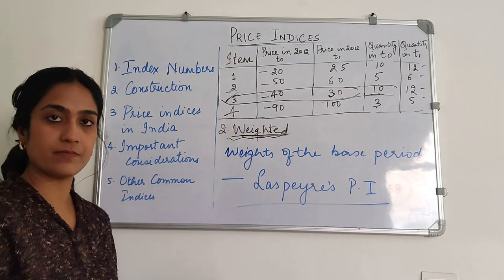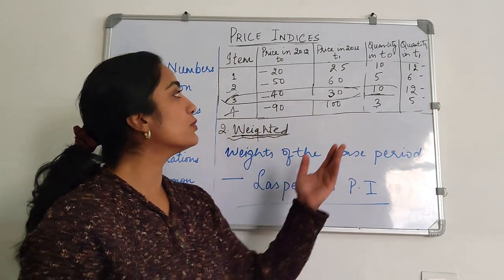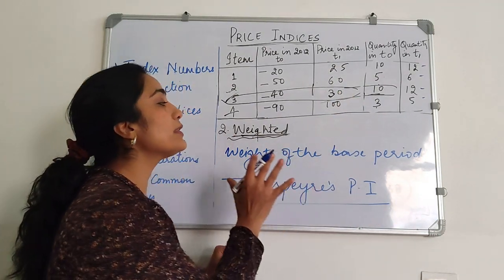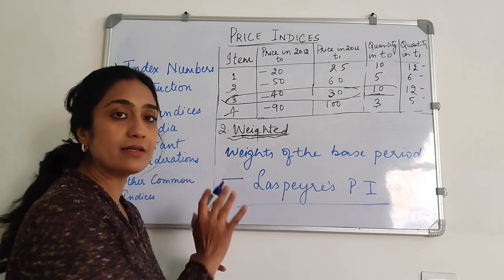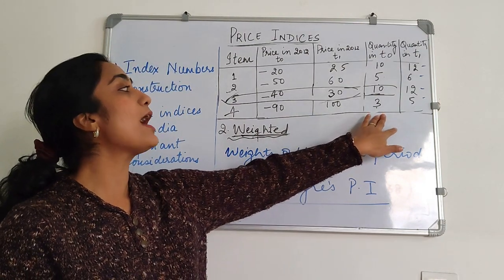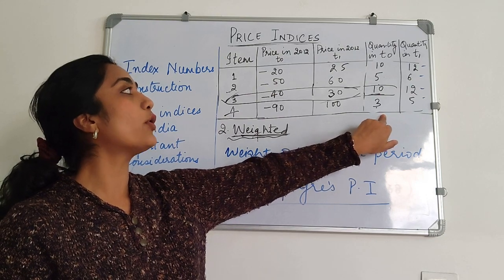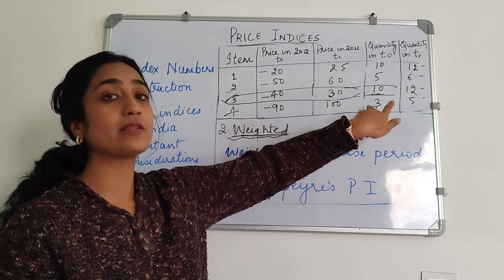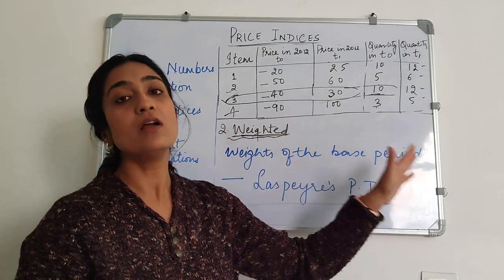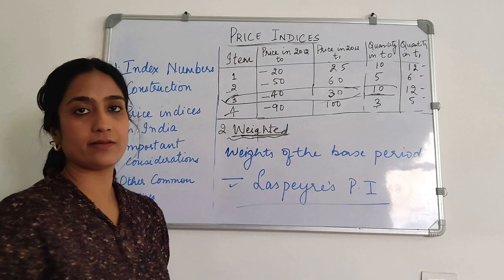Laspeyres was a person. He was the one who came up with this index and it's named after him. So when you're using the weights of the base period, where you want to see how much the affordability of this basket in the base year has changed over time, then you are using the Laspeyres index.